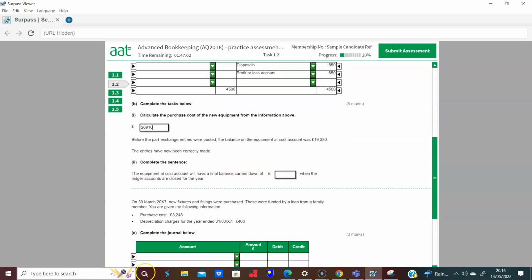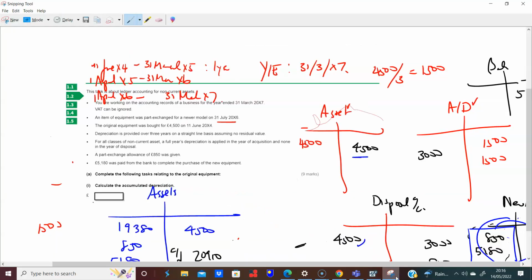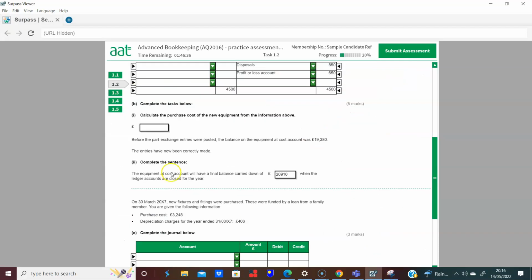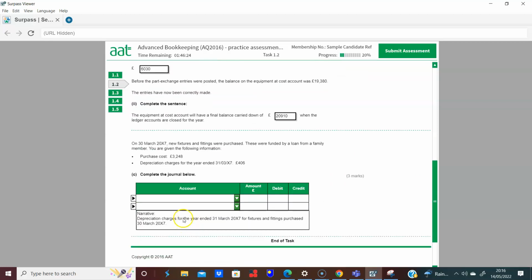And it then says to complete the sentence. So the equipment at cost will now have a final balance of. Oh, that's what this is. Sorry, this is 20,910. This here was what we calculated earlier on, which was the 850 plus 5,180. So 850 plus 5,180 is 6,030.